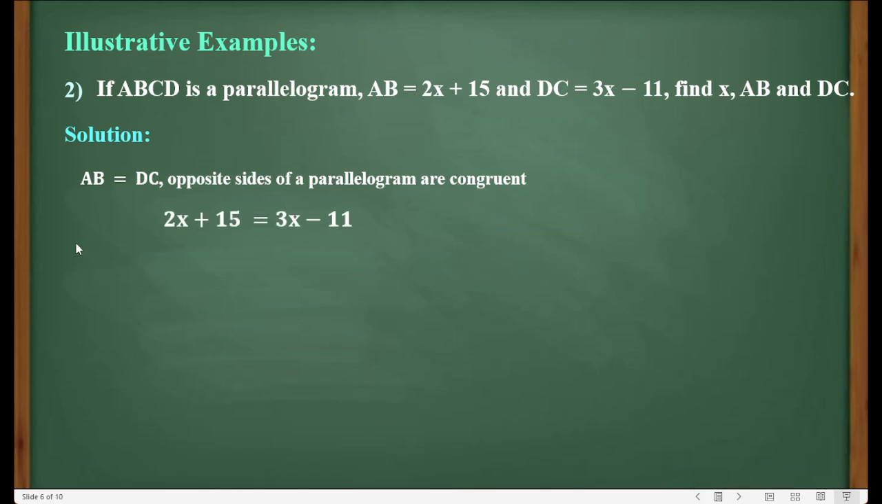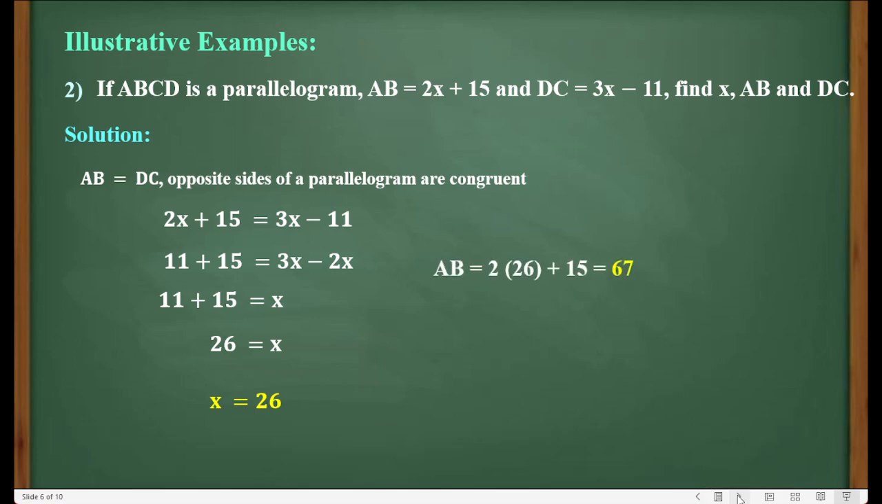Next, we replace the equivalent length of each of these two. So for AB, that is 2x plus 15, and for DC, 3x minus 11. At this point, we have formed a linear equation in one variable, which is x. So solving for x, this will give us 26. Okay? Which is the answer.